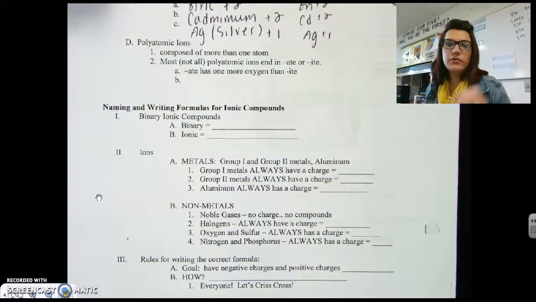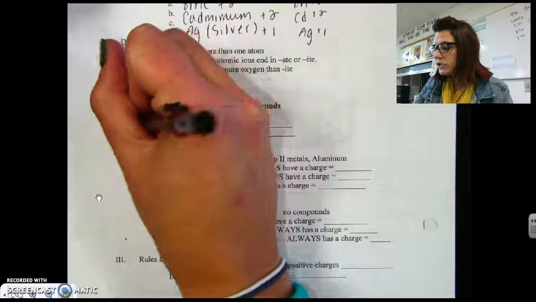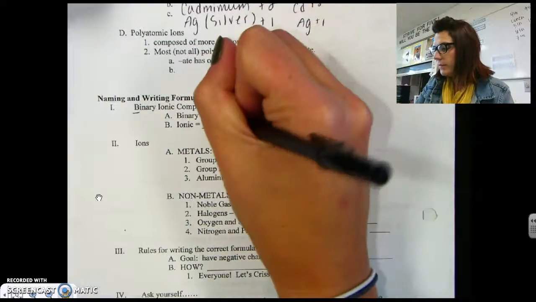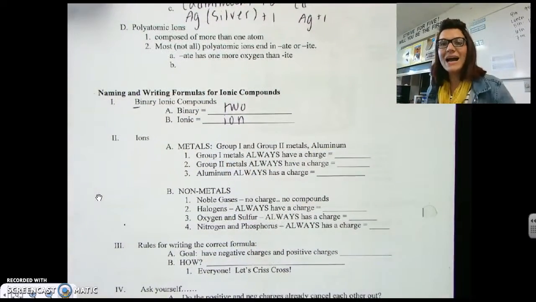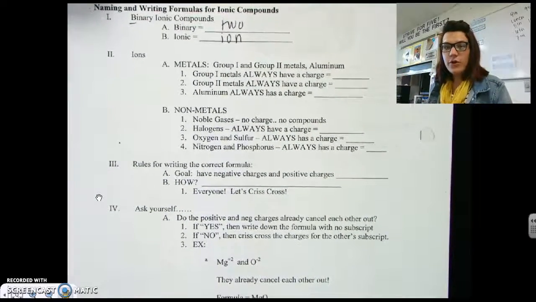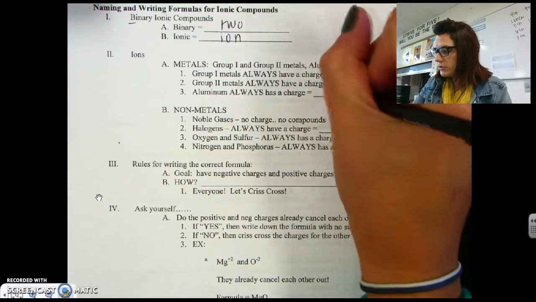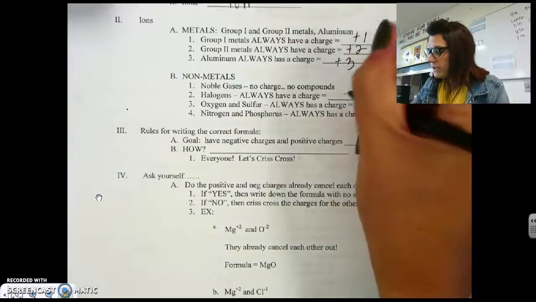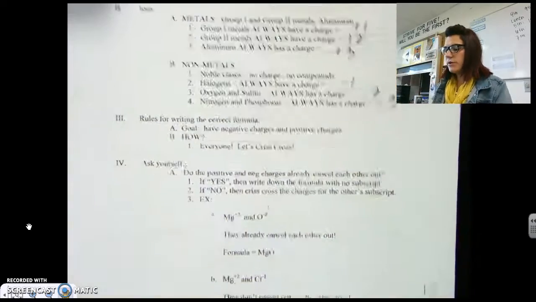For the rest of this lesson, we're going to talk about naming binary ionic compounds. Binary means 2, and ionic means ions, so 2 ions in 1 compound. Again, this is just review. Group 1 always has a +1 charge. Group 2 always has a +2 charge. Aluminum always has a +3 charge. Noble gases have no charge because they don't form a compound. Halogens always have -1. Oxygen and sulfur always -2. And nitrogen and phosphorus always -3.